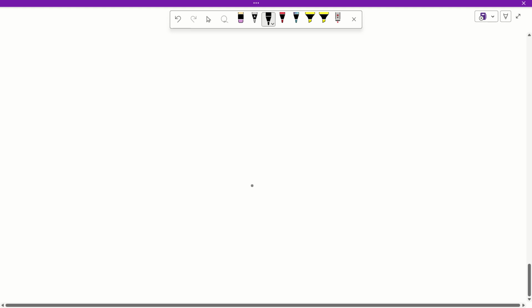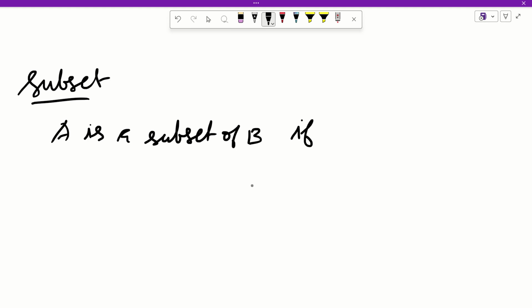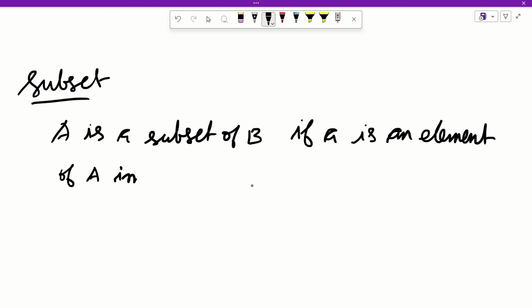Okay, subset. Write this sentence: A is a subset of B if small a is an element of A implies that small a is also an element of B.